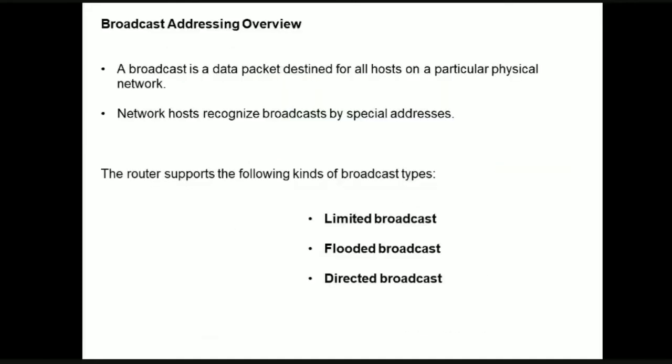Before discussing some important representations, we have to get acquainted with some terminologies. Broadcast addressing. So what does broadcast addressing mean?